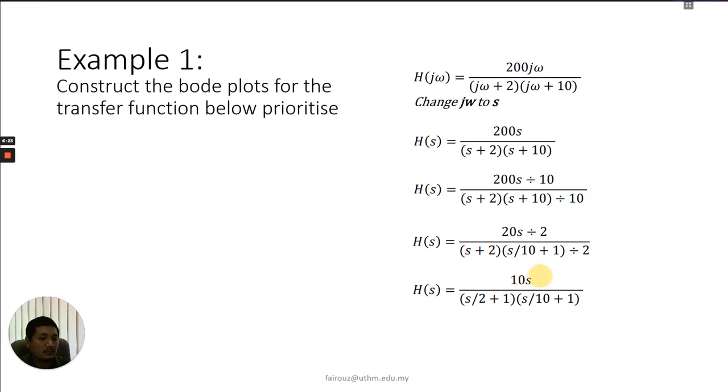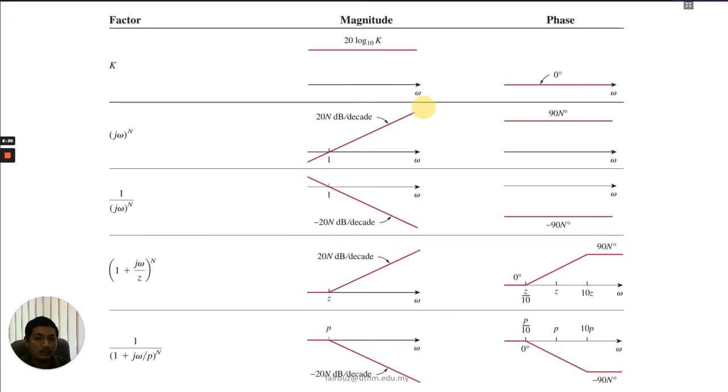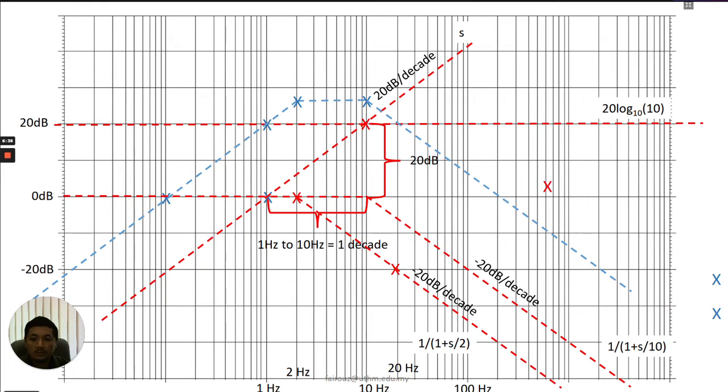Next is s, the zero. It is a straight line crossing at 1, and the magnitude slope is 20 dB per decade. So this is the plot for the second factor, which is s. It crosses at 1 Hertz. See here, this is 1 Hertz. And then another crossing here, this is 10 Hertz at 20 dB. From here to here is 20 dB, and from here to here is 1 decade. So this is the slope of 20 dB per decade. So you just plot a straight line from 0 to infinity.